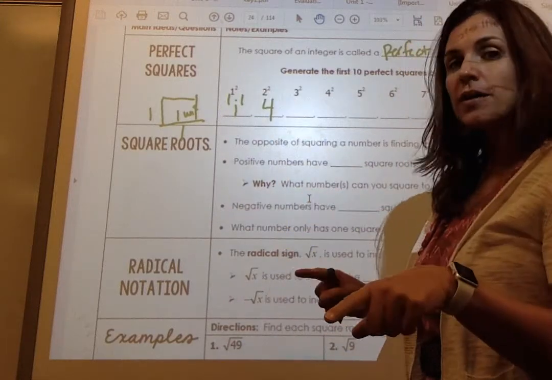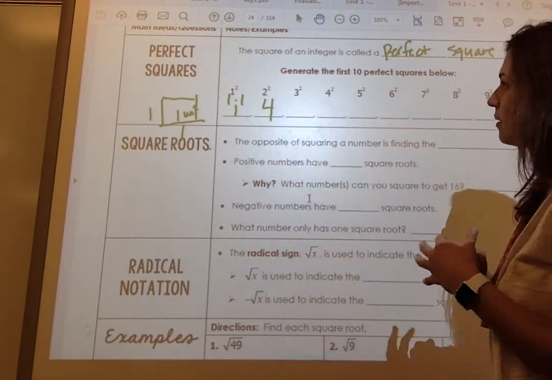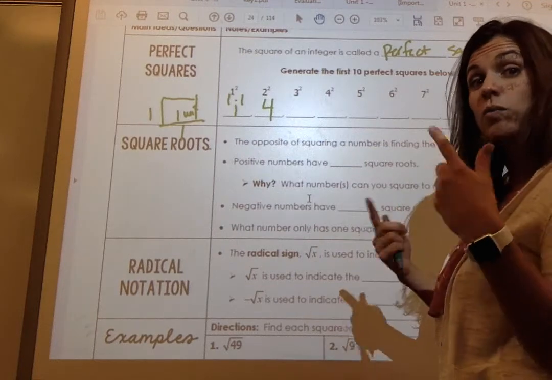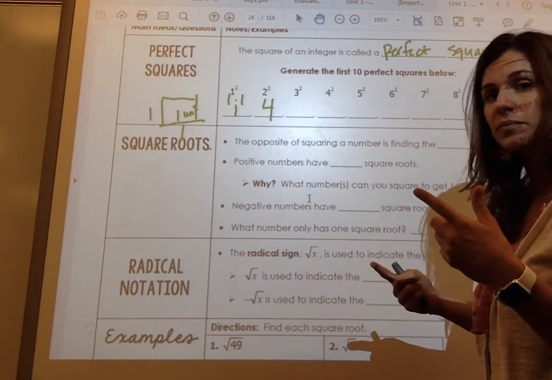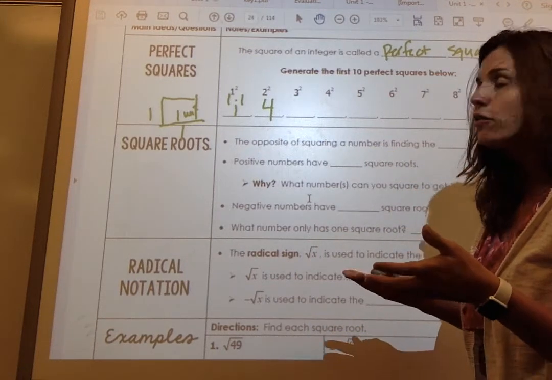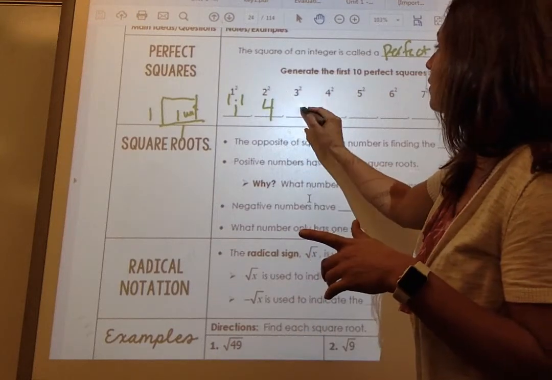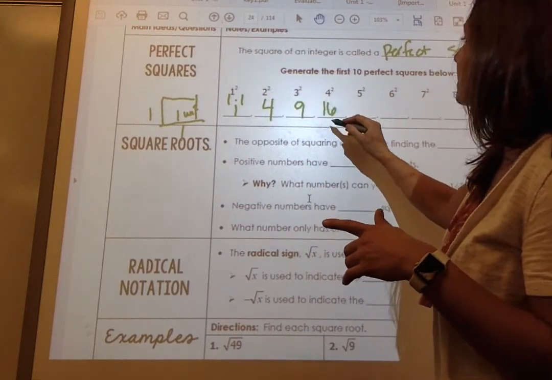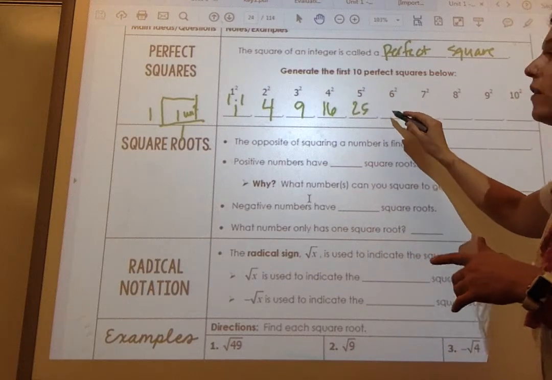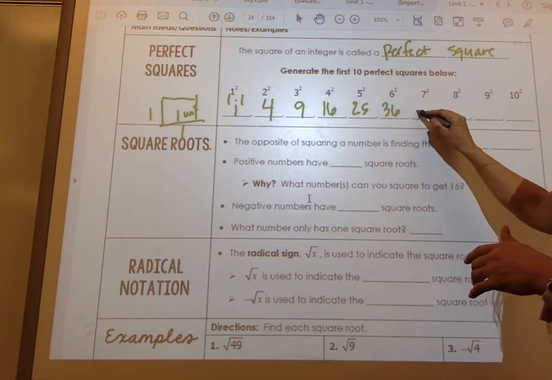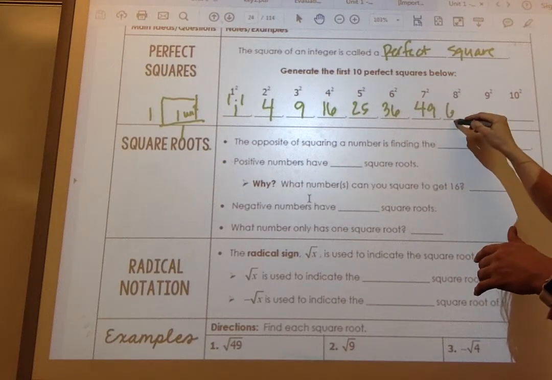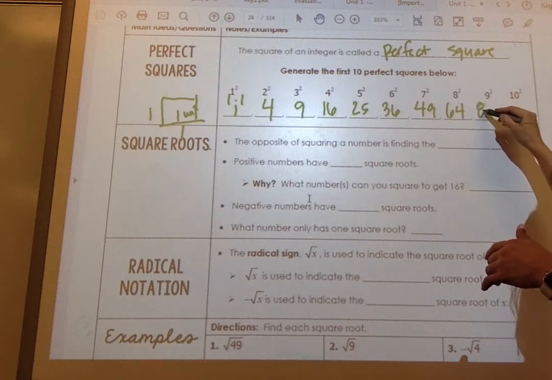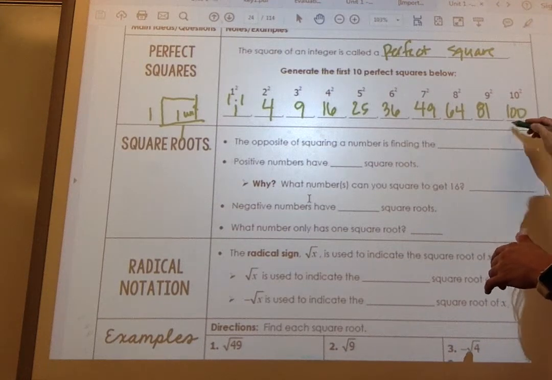So I want you to pause the video, go along with these, and see if you can fill them in, and then we can check our answers together. Okay, you should be back, so I'm going to fill these in. 3 squared is 9, 4 squared is 16, 5 squared is 25, 6 squared is 36, 7 squared is 49, 8 squared is 64, 9 squared is 81, and 10 squared is 100.